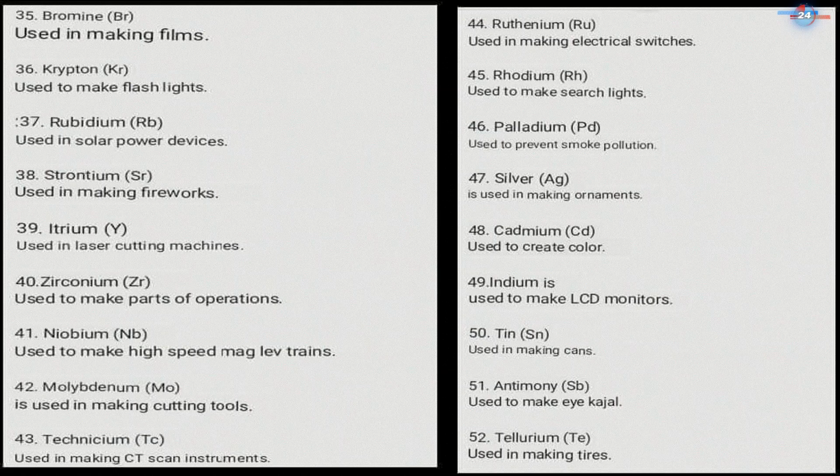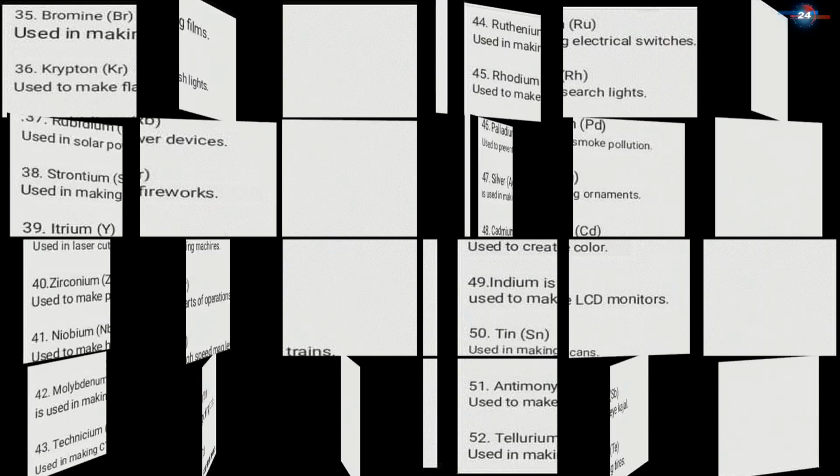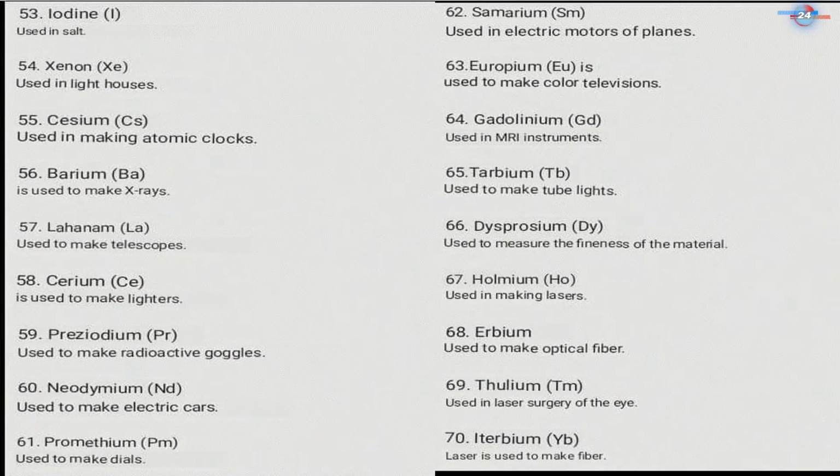Moving on, we have cadmium, indium, which is atomic number 49. Then atomic number 50, we have tin, antimony, tellurium, iodine, xenon, cesium, barium, which is atomic number 56, and barium is represented by capital B, small a. That is the chemical symbol for barium.